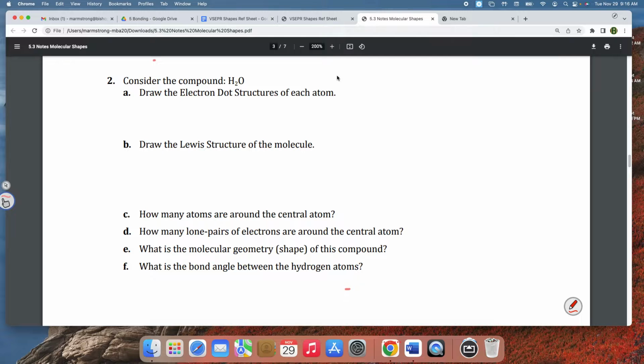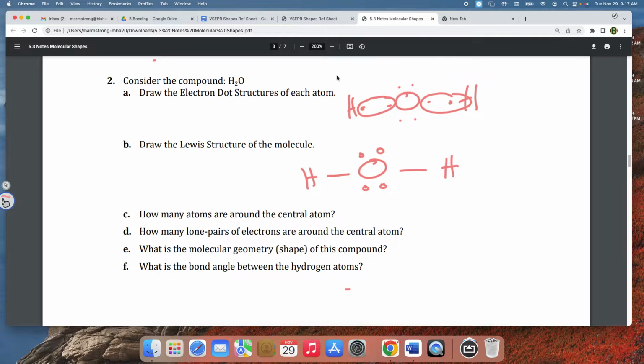Let's try water. So the dot structures, oxygen is the single atom. It's on the center. It has 1, 2, 3, 4, 5, 6. And then we have 2 hydrogens. They each have 1 valence electron. Those share and those share. So it looks like this.